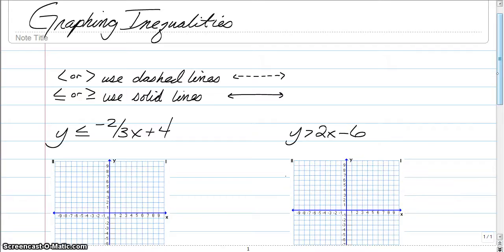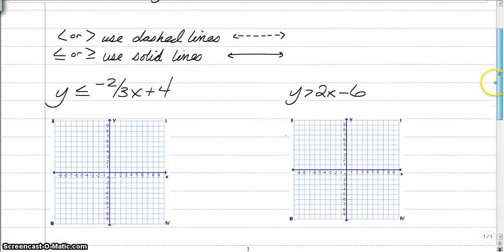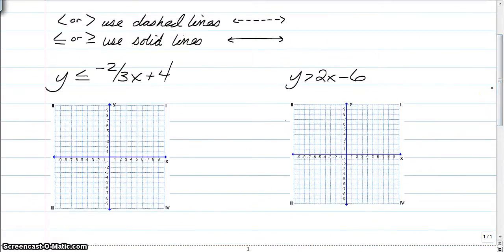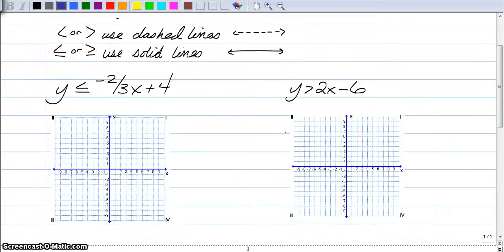Now if it's less than or equal to or greater than or equal to, that's when you want to use a solid line. Okay, and then we're going to do some shading. So here's the thing. There's a little trick that only works if you are in y equals mx plus b. But I have a few different ways that I can tell you to do this. Remember, I like to give options. By giving you options, you get to pick the method that you like best.